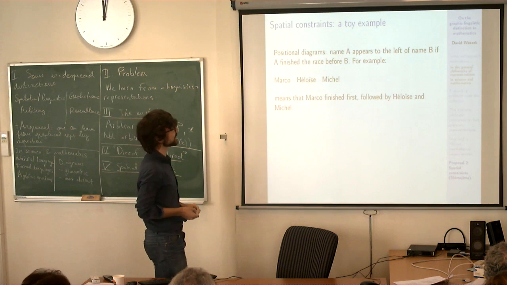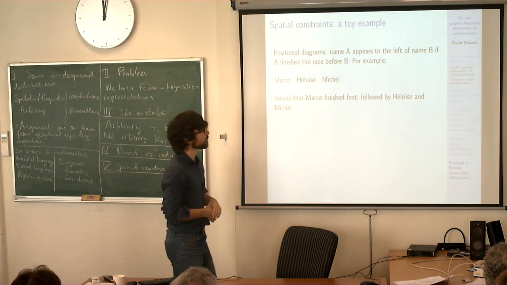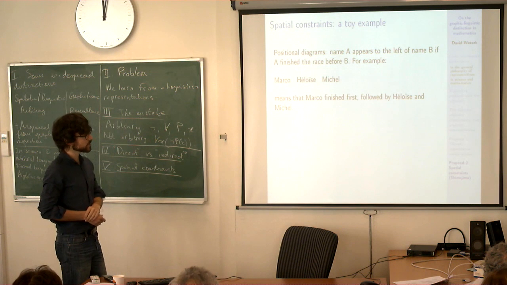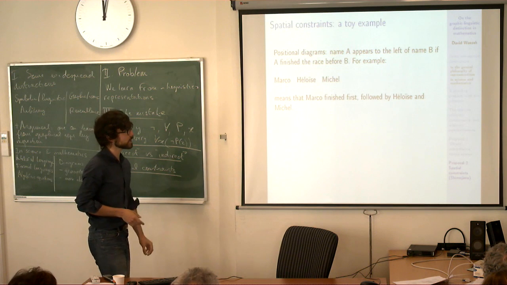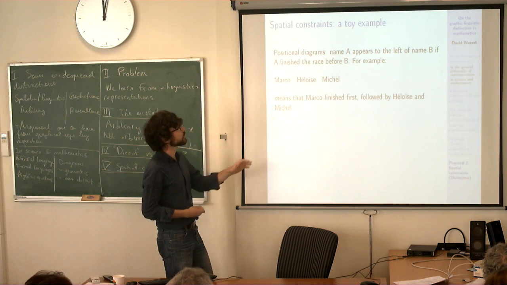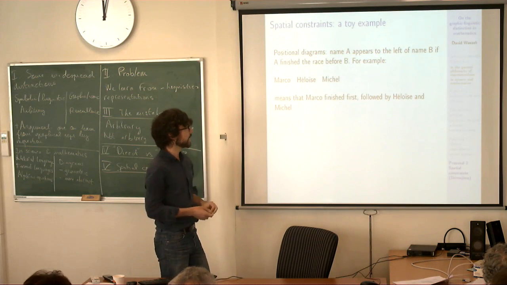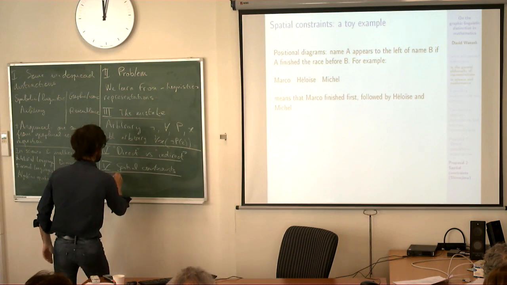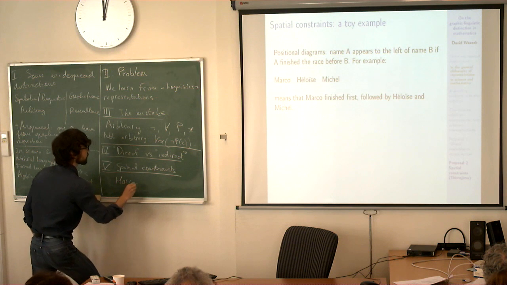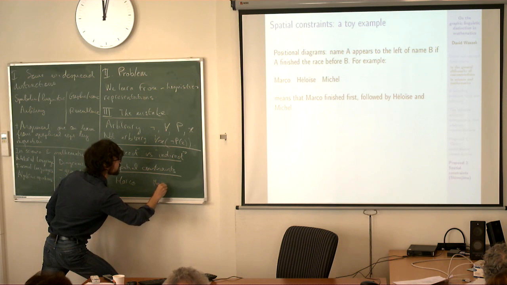So Marco arrives first, and then Louise, and then Michel, maybe. And so this means that Marco finished first, followed by Louise and Michel. So what's interesting about this is that you see the following phenomenon. If I tell you that Marco finished before Eloise and that Eloise finished before Michel, and you decide to represent that, okay, maybe you don't know everything, so you don't know if there are people in between, but you write it there, like this.